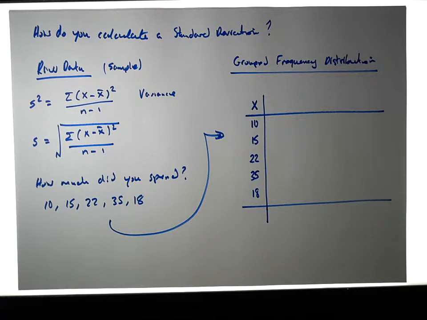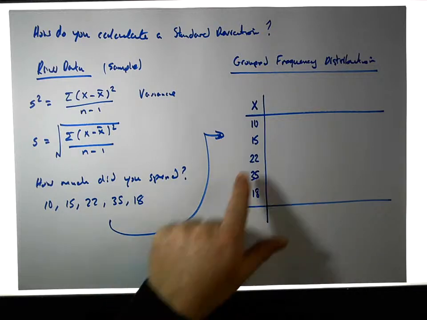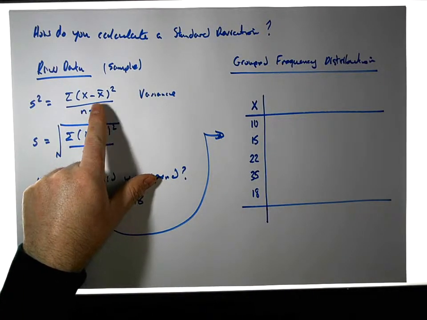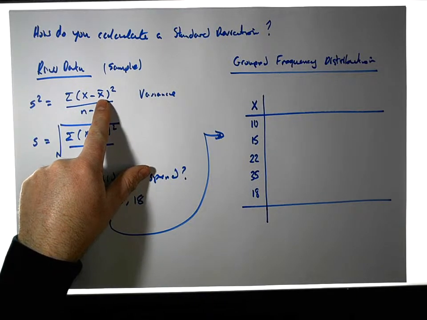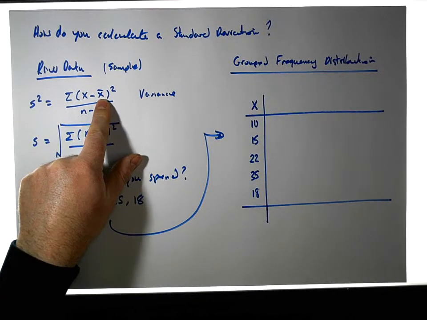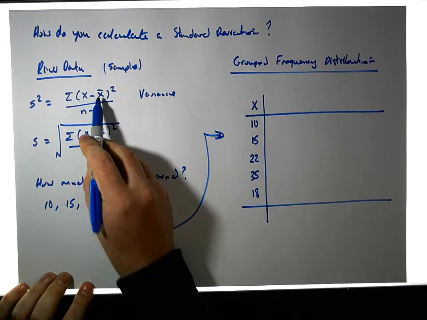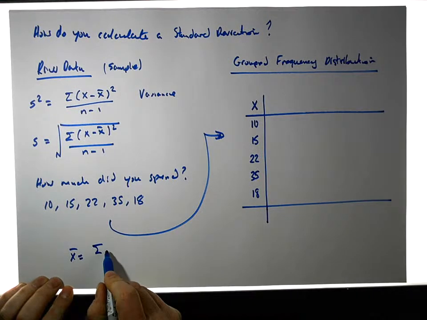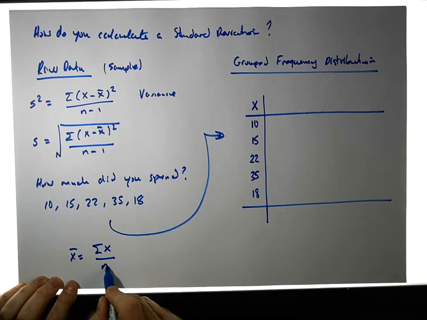Okay, what we're going to do is calculate the mean of these. To calculate the standard deviation, we have to calculate the variance first, and what we need is the mean of the observations, X bar. X bar is simply the sum of all the observations divided by how many there are.